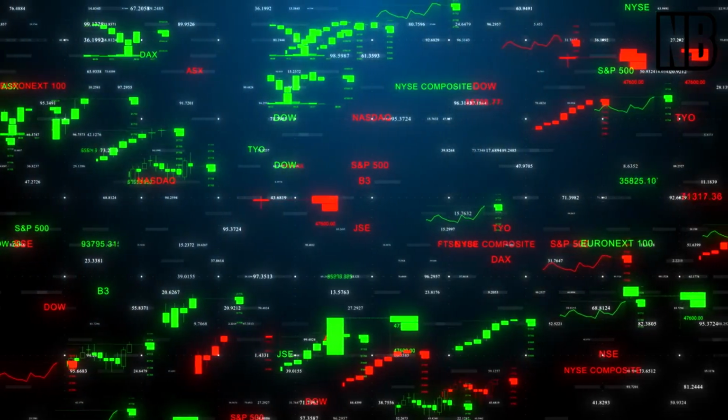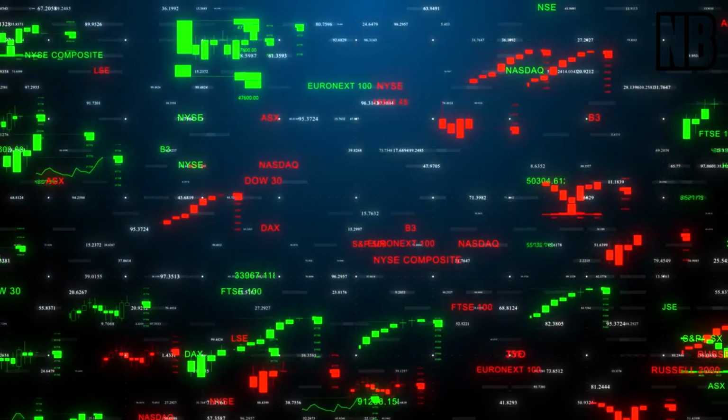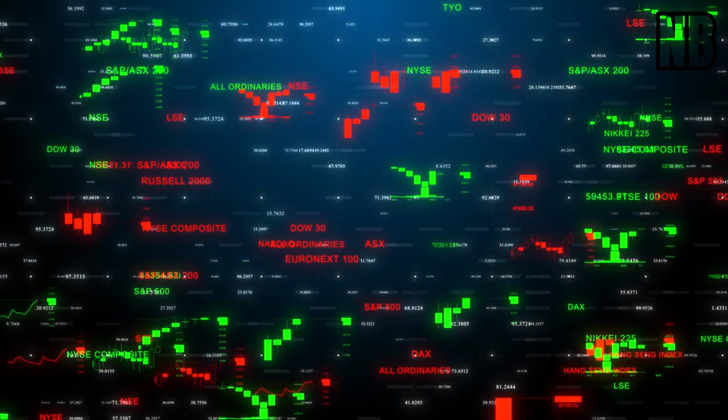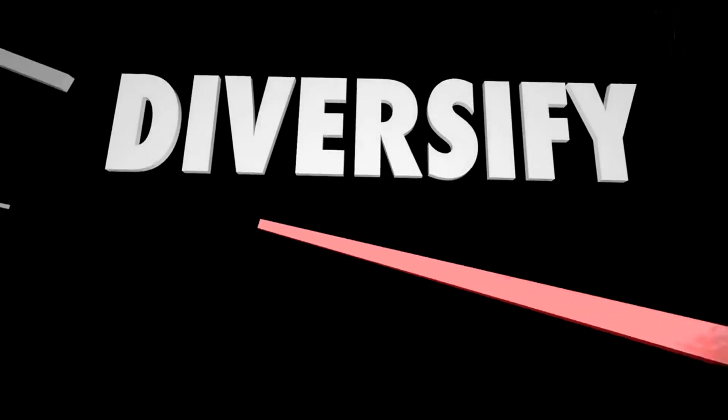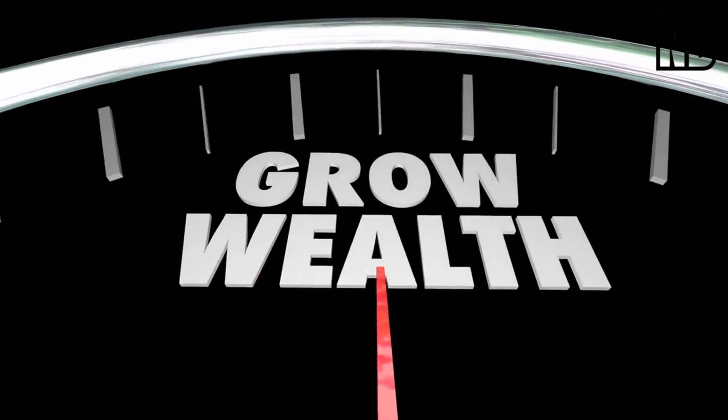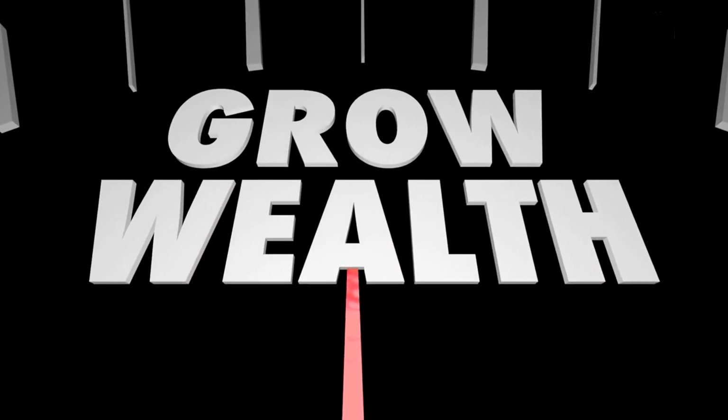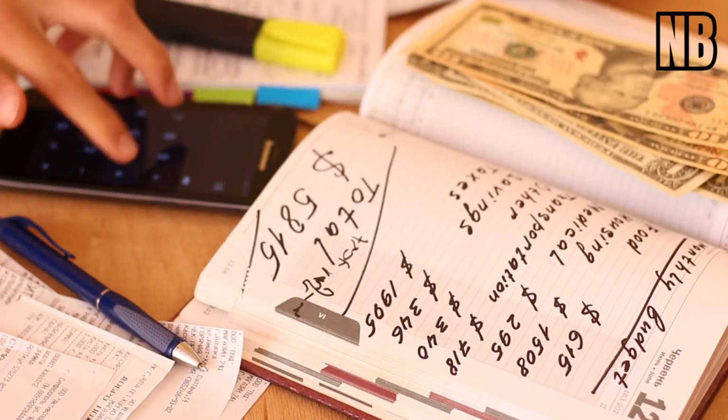Diversify your investment portfolio. Diversification can help mitigate the impact of inflation on your investments. By spreading your investments across various asset classes, you reduce the risk of significant losses and improve your chances of achieving positive returns.